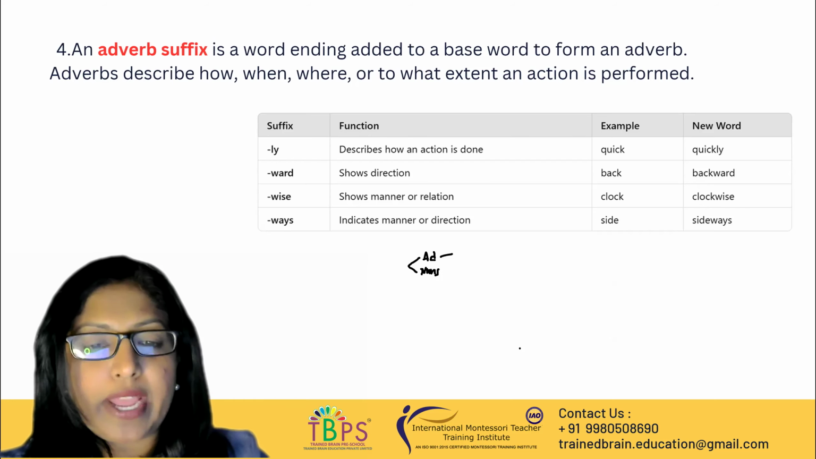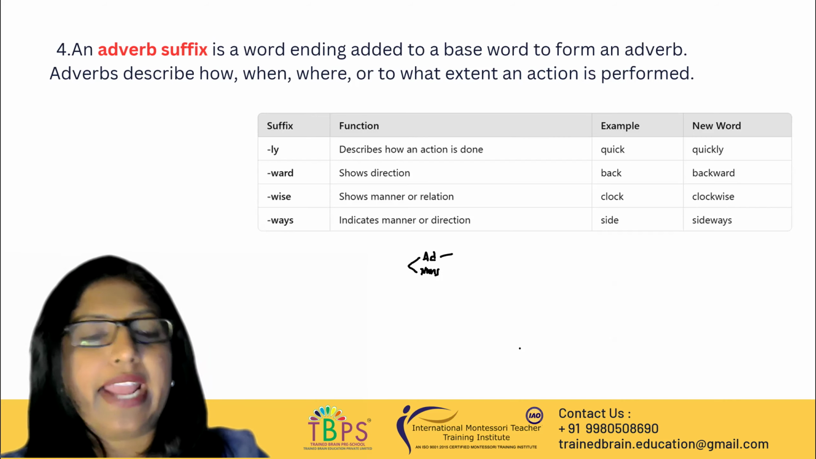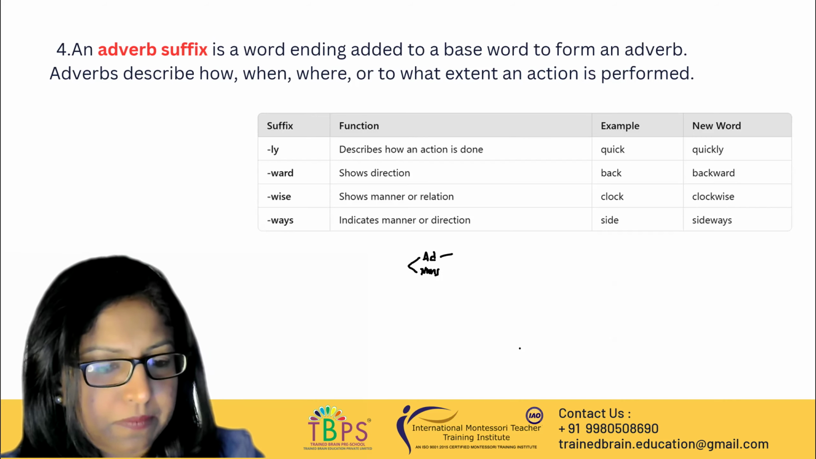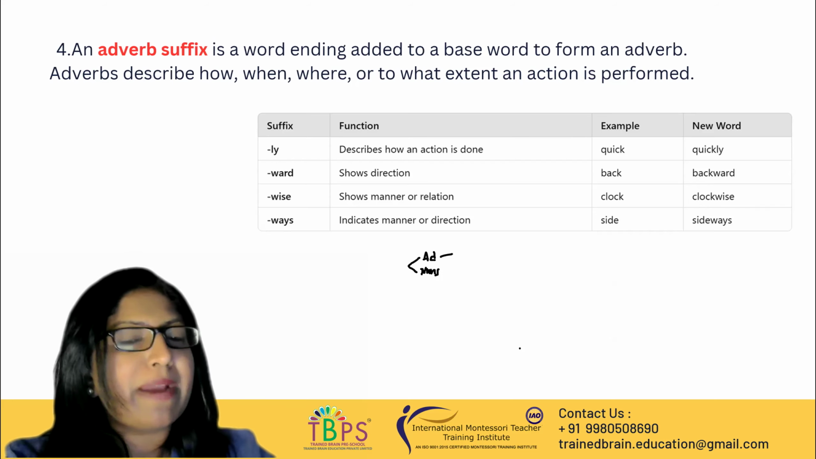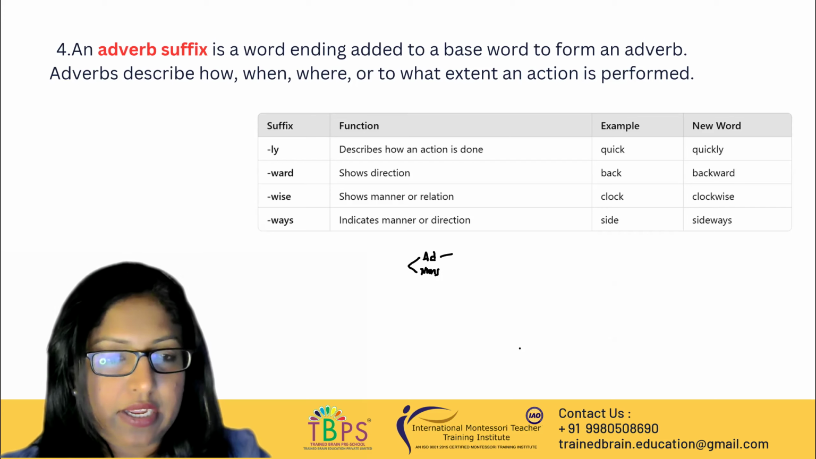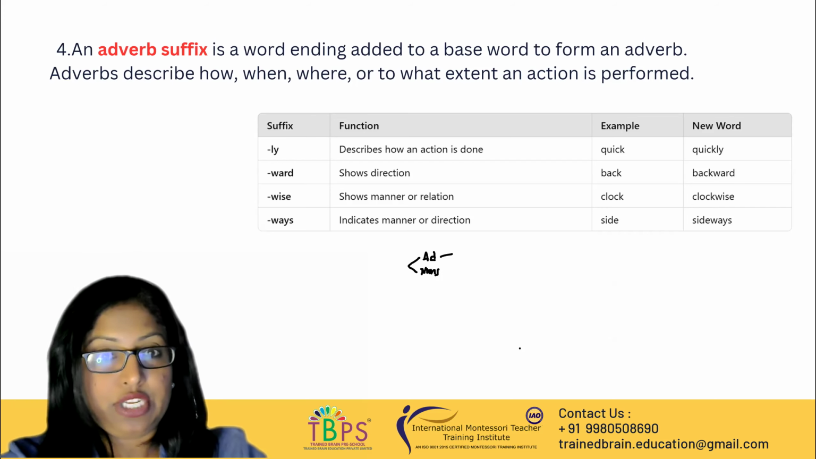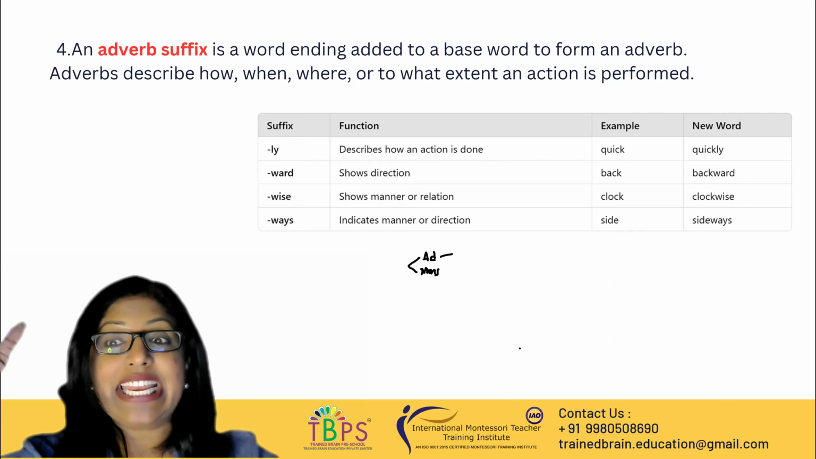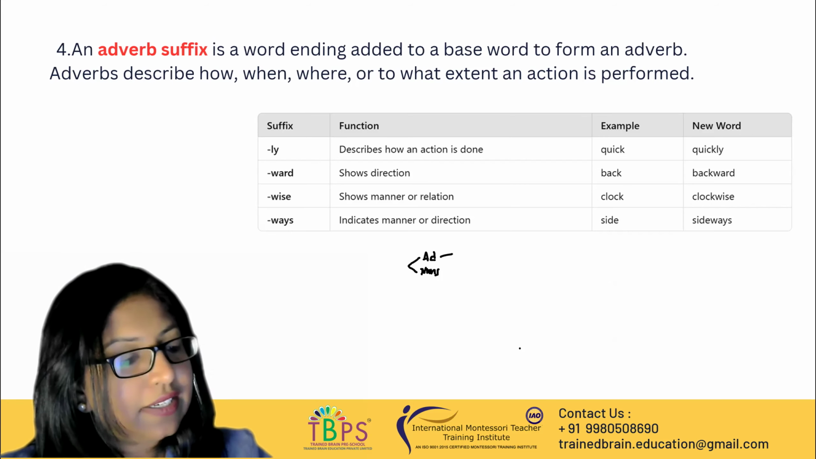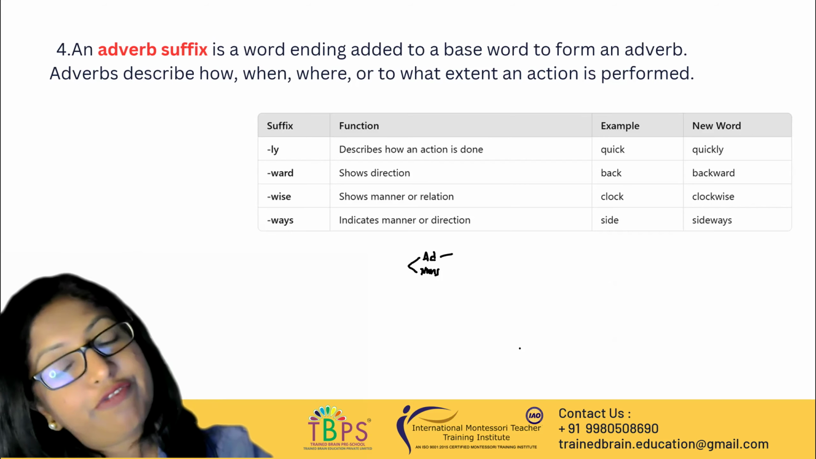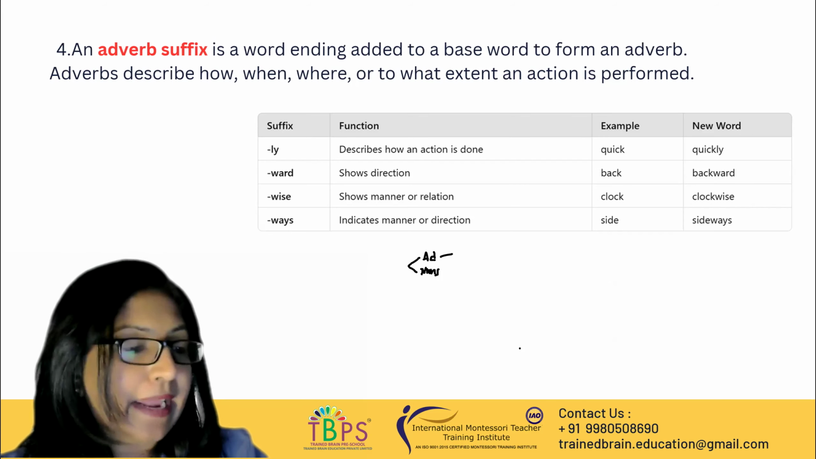WARD. Whenever we are adding WARD, it is showing me what direction I have to be working on. It is related to my spatial awareness. It is helping me to work on my temporal directions. Say, for example, backward. So it is showing me the direction, right? Inward. Forward. Very good. Afterward.